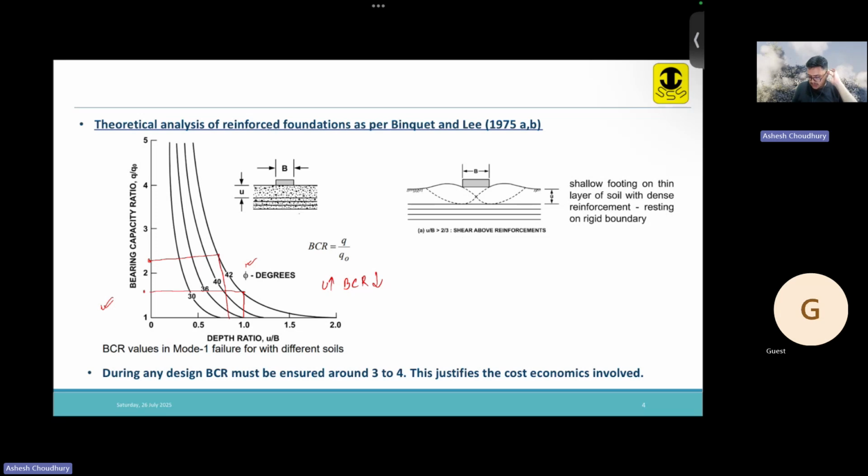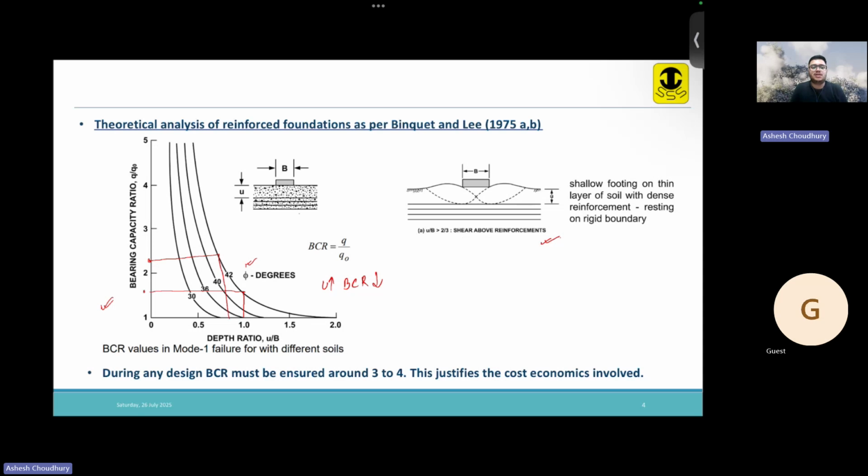So these bearing capacity values are actually for mode 1 failure. It is this, U by V greater than 230. Now, during any design, the bearing capacity ratio must be ensured around 3 to 4. When we ensure that the bearing capacity ratio is between 3 to 4, we ensure that the cost economics involved, that is the cost that we have to incur for placing the reinforcement, is justified.